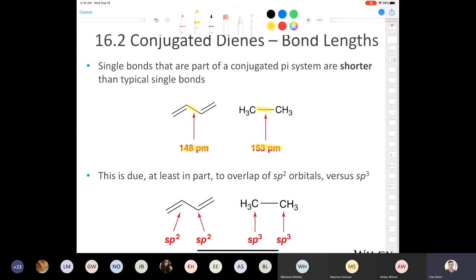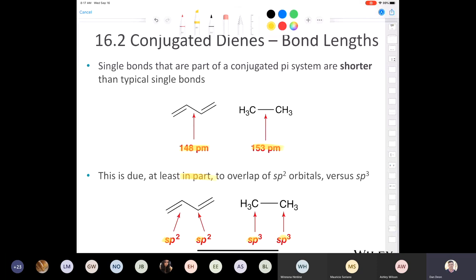And what's the difference, really? Well, you can explain it a couple of different ways, but the main way that I would use to explain it in this class is based on the hybridization of the carbons involved in that bond. Right, and it says it right here. This is due, at least in part, to the hybridization of those carbons. So the two carbons involved in the conjugated diene in that single bond right here, they're both sp2 hybridized, whereas the two carbons in ethane are obviously both sp3 hybridized.